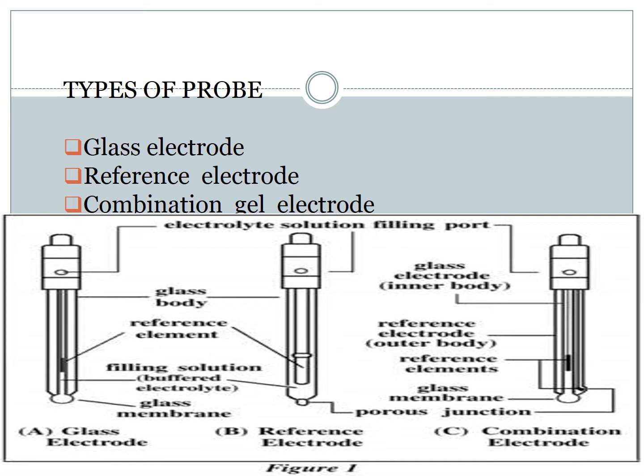What is the difference between the glass electrode and the reference one? On the reference one there is a porous junction, and on the glass one there is a glass membrane. That is the difference. And in the combination electrode they have both, a reference element and the filling solution, as well as the glass membrane and the junction. That's why it is known as a combination electrode.